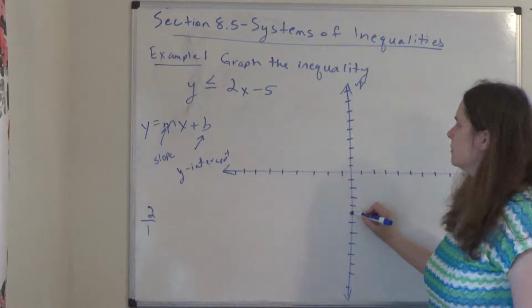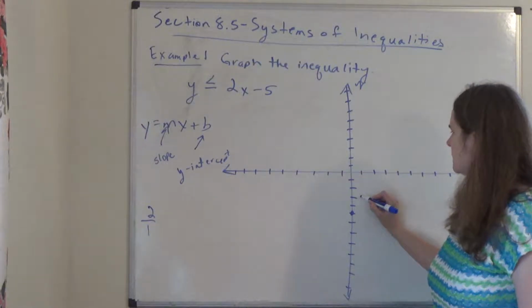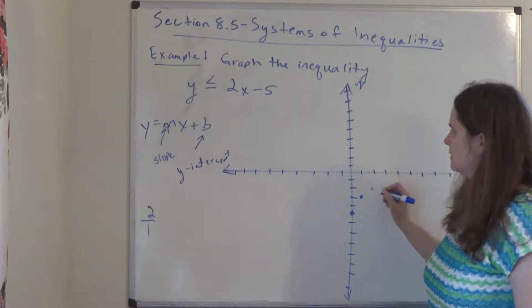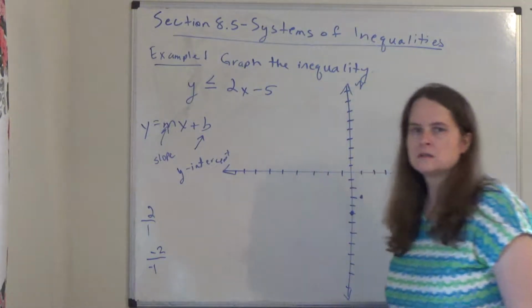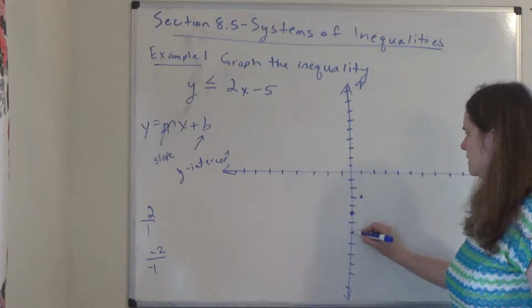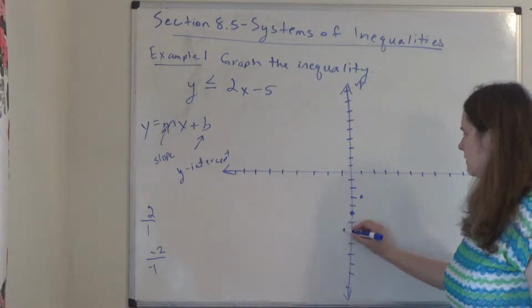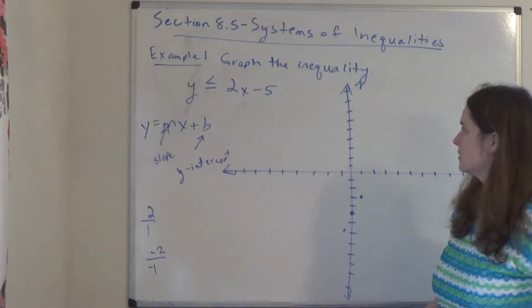So if you start from your y-intercept, you can rise +2 and run +1 and get another point on your line. You could also say -2 over -1 to get another point. So if you go back to the y-intercept, you could rise -2, run -1. That will get you here. And then you're ready to draw your line.